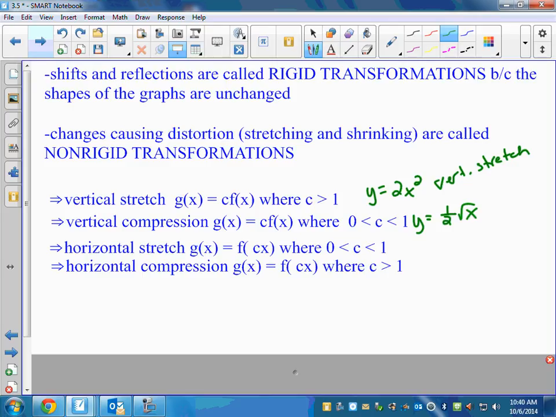Because here's why. In horizontal, it changes. For a horizontal stretch, so now instead of going like this, we're going like this. Now the number's inside the function, and now it has to be a fraction.